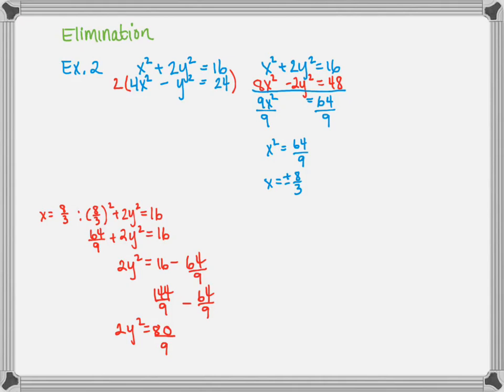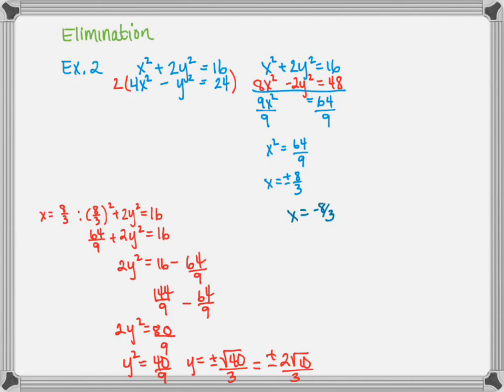Divide both sides by 2. y squared equals 40 over 9. And take the square root of both sides. y equals plus or minus the square root of 40 over 3, which simplifies to plus or minus 2 radical 10 over 3.